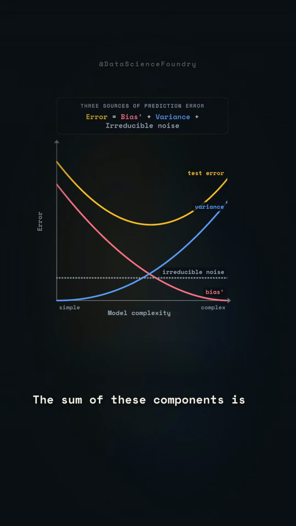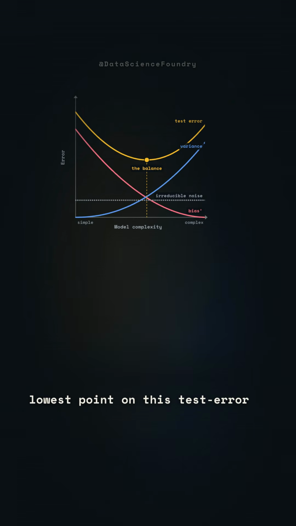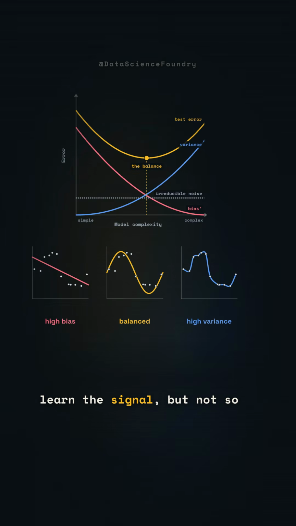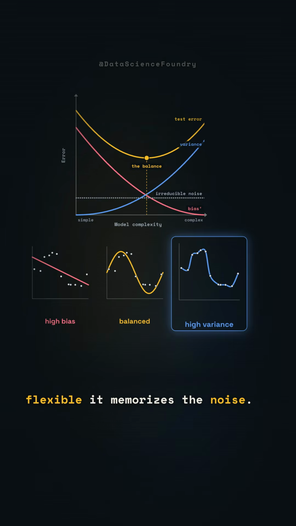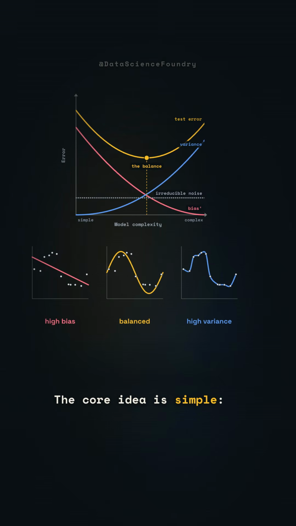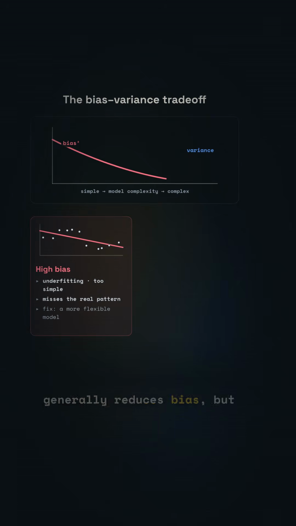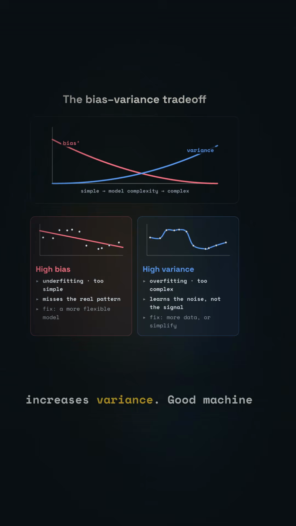The sum of these components is the total test error, and the lowest point on this test error curve is where these errors balance, flexible enough to learn the signal, but not so flexible it memorizes the noise. The core idea is simple. Increasing model flexibility generally reduces bias, but increases variance. Good machine learning is about finding the balance between the two.